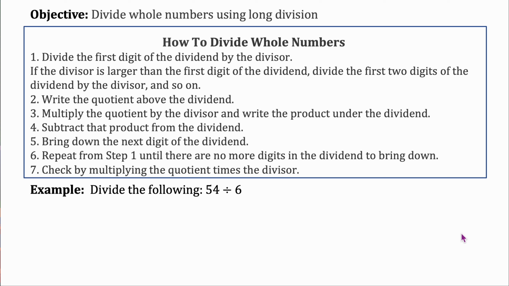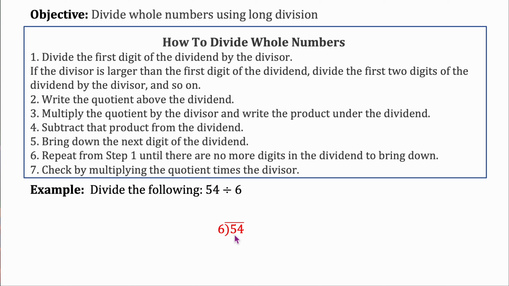It says to divide the following, 54 divided by 6. So remember, when you set that up, the 54 is your dividend. It goes inside our division symbol. The 6 is our divisor. It goes outside. Now, the first step says to divide the first digit of the dividend by the divisor. But if the divisor is larger than this first digit, then we have to divide the first 2 digits. So if you compare here, 5 is smaller than 6.